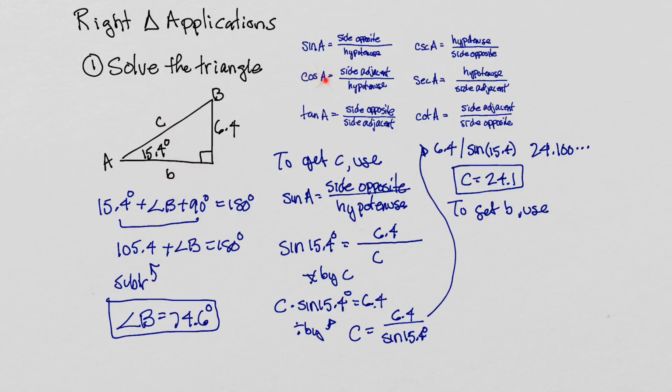Now that turns out to be the cosine, right? The cosine is the side adjacent over the hypotenuse. Now using this, we're going to get the cosine of A, which is that 15.4, equal to B, which is what we're looking for, over the hypotenuse, and we just decided that was 24.1. So if we multiply by 24.1, we'll get 24.1 times the cosine of 15.4. And when I got that, I got 23.23... So why don't we claim now that B is equal to, let's say, 23.2.